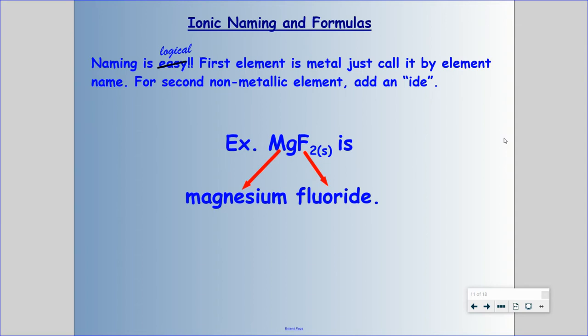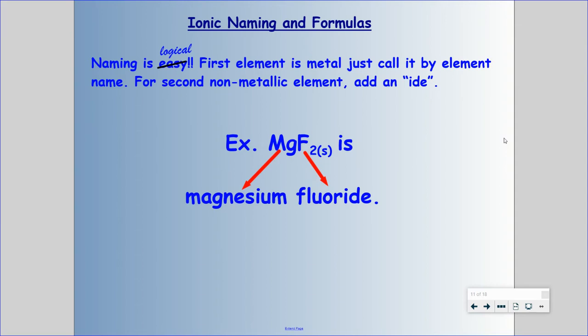Just put the metal and the non-metal name together. Then right here, add the IDE ending. So you can either cross out everything you have and just write this or just add to it. So when you are naming ionic compounds, all you have to do is name the first element, like this one, magnesium, and then the other element, the nonmetal, fluorine, but instead of finishing it with that, you have to add an IDE ending, so it becomes fluoride.